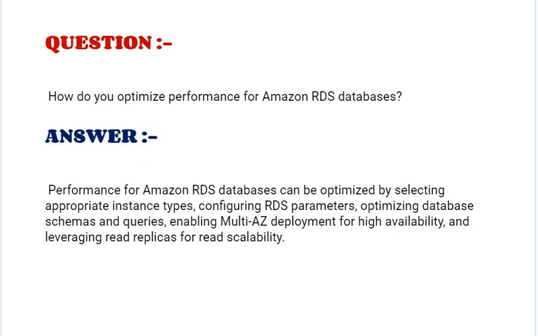Our next interview question is: how do you optimize performance for Amazon RDS databases? Your answer should be: performance for Amazon RDS databases can be optimized by selecting appropriate instance types, configuring RDS parameters, optimizing database schemas and queries, enabling Multi-AZ deployment for high availability, and leveraging read replicas for read scalability.